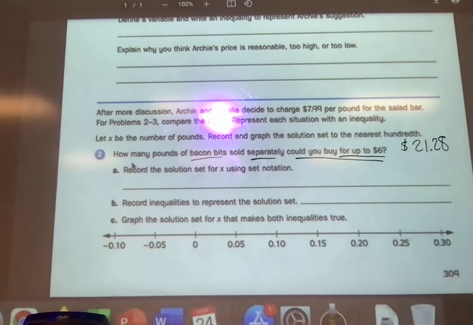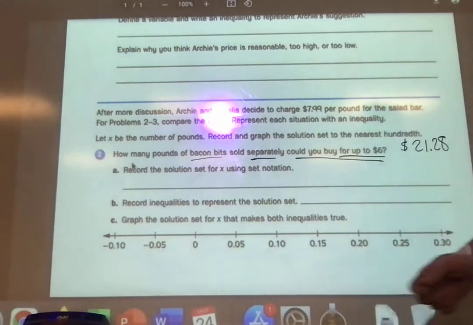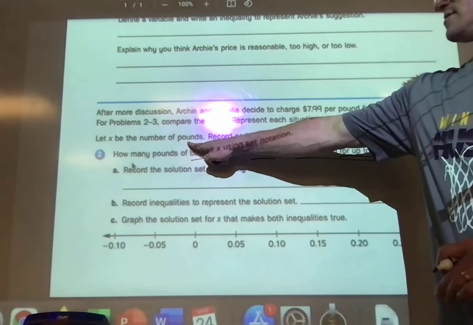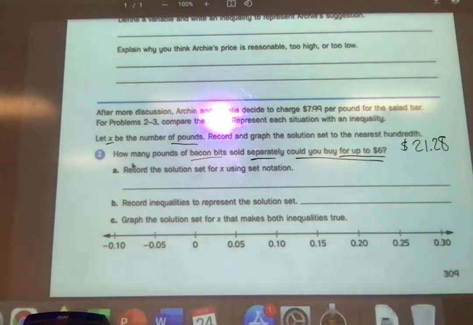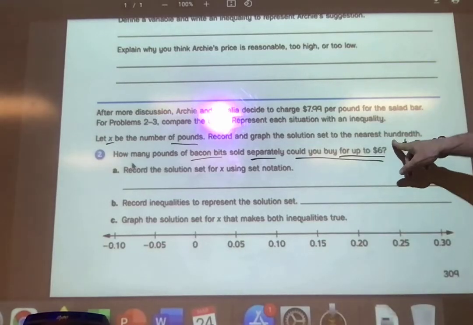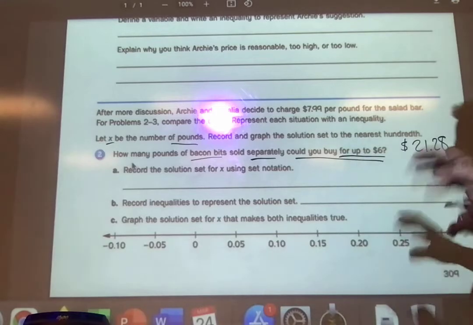We're going to try and graph this situation. So record the solution set for x. In this case, they tell us x is the number of pounds. They're going to tell us that right here. So that's our variable. x is the number of pounds. And we're going to record and graph the solution set to the nearest hundredth. We're going to have to round a little bit here. So the solution set, if we're looking through here, we know we're going to have to do a little bit of math.